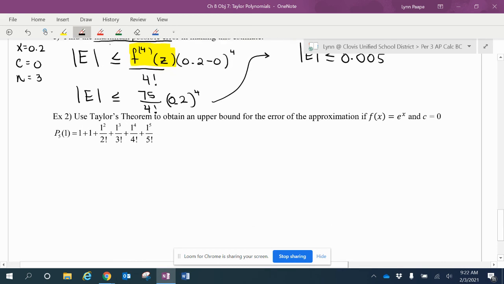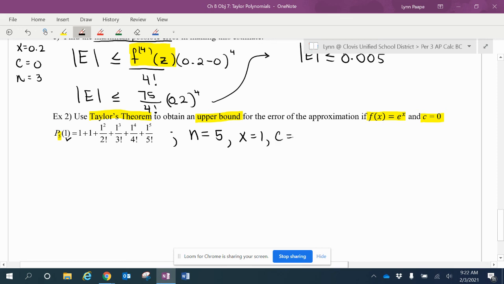All right, let's take a look at one more example here. So we're going to use Taylor's theorem, so also known as the Lagrange error, right? To obtain an upper bound, right? Because we don't know its actual value for the error of the approximation for the function e to the x, and then we're centered at 0, okay? And then if we look here, the approximation, we went out to 5, so then we know n is equal to 5. We approximated at x equals 1.